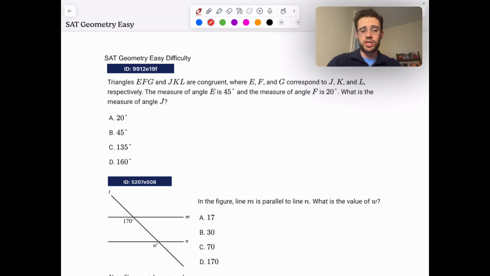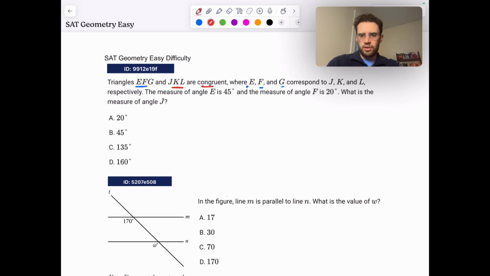In this video, I'm going to show you how to solve every SAT geometry question that's listed as easy from the SAT online question bank. So here we have triangles EFG and JKL are congruent, meaning they're essentially the same triangle. They have the same length sides, same angles. And they say E, F, and G correspond to J, K, and L respectively.